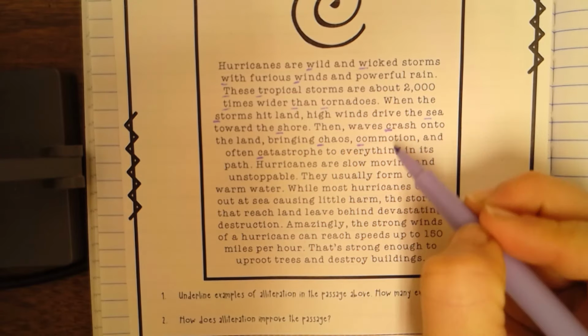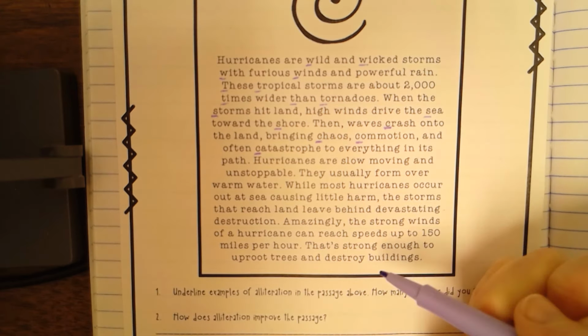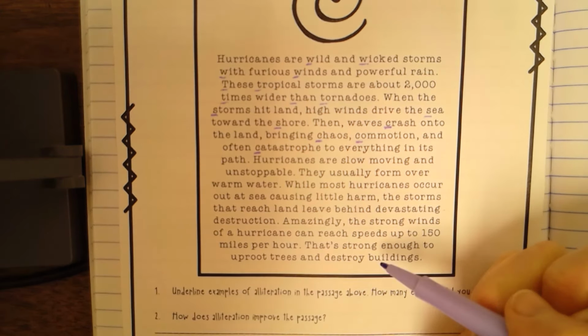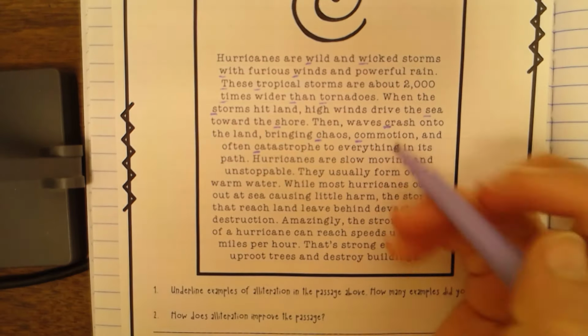Hurricanes are slow-moving and unstoppable. I don't really see any repeated consonant first letters in that sentence, so I'm going to skip to the next one. They usually form over warm water. We could consider these two, because they're right next to each other.